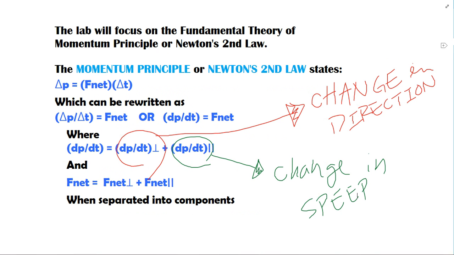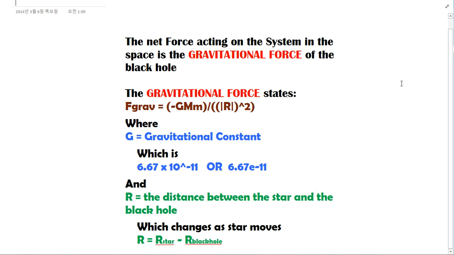the change in speed. The net force acting on the system in this lab is the gravitational force of the black hole, which states F gravitational force equals negative G times the mass of the star times the mass of the black hole over magnitude r squared, where G is the gravitational constant 6.67 times 10 to the negative 11, and r is the distance between the star and the black hole, which can be calculated using the position of the star minus the position of the black hole.